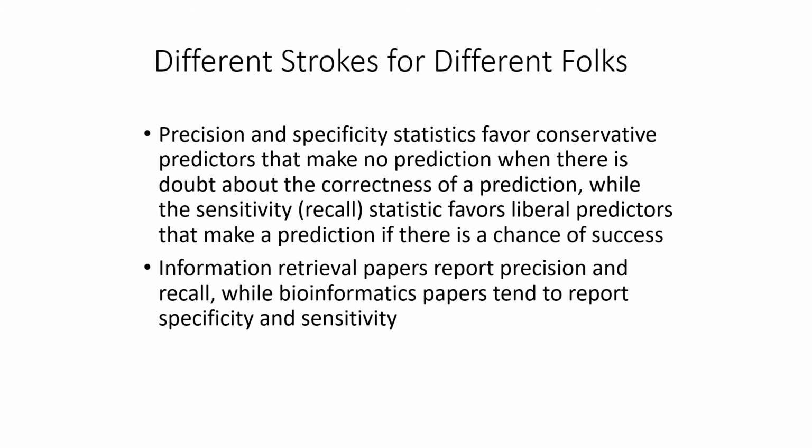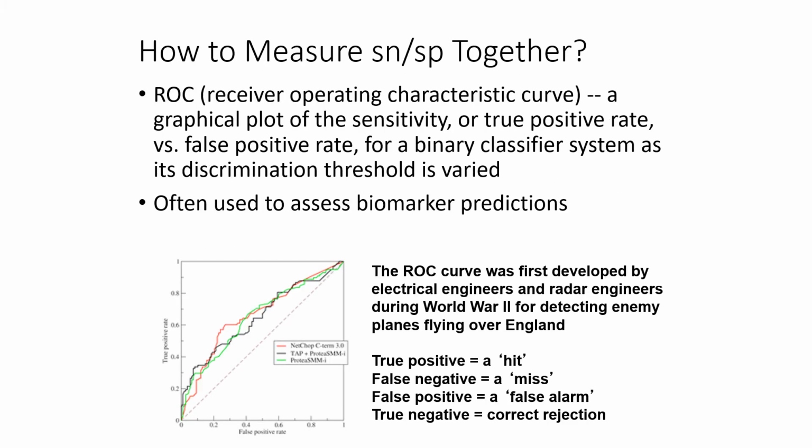There's also a tendency with regard to sensitivity and specificity in different fields. So information retrieval studies report precision and recall, whereas in bioinformatics, genomics, proteomics, we tend to report specificity and sensitivity. Really, in any kind of assessment, you want to maximize both sensitivity and specificity. If something is both sensitive and specific, it's better than something that is just specific or just sensitive.